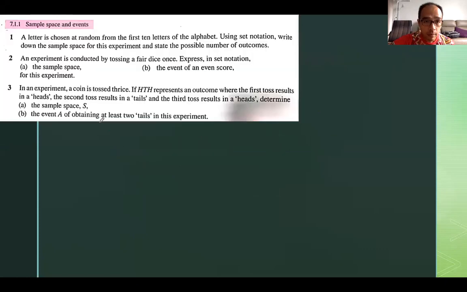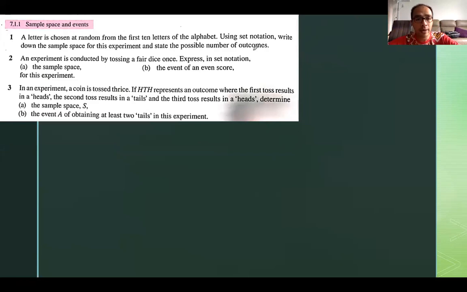All right, so let's take a look at question number 1, just to get an idea and to remember what sample space means. A letter is chosen at random from the first 10 letters of the alphabet. Using set notation, write down the sample space for this experiment and state the possible number of outcomes. There are two things you have to state here. Number 1, what is the sample space? Number 2, how many outcomes there are.